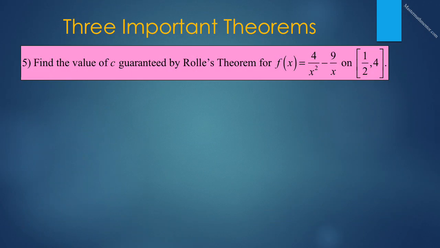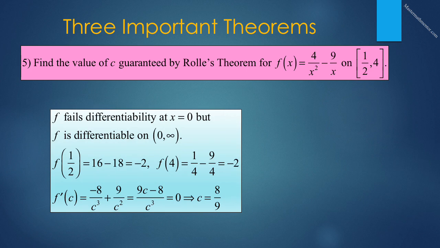Hi, Stu Schwartz. Number 5 asks to find the value of c guaranteed by Rolle's theorem for f of x equals 4 over x squared minus 9 over x on the interval [1/2, 4]. In order to use Rolle's theorem, you must make sure that the rules for Rolle's theorem are met. One of them is that the function must be differentiable.